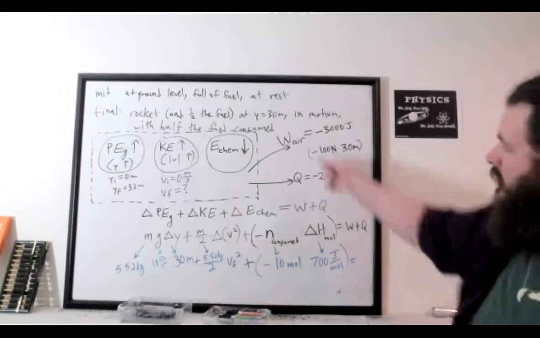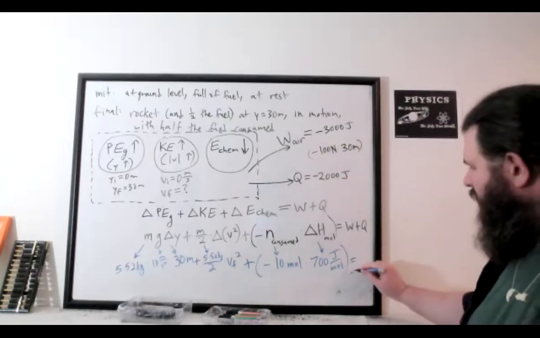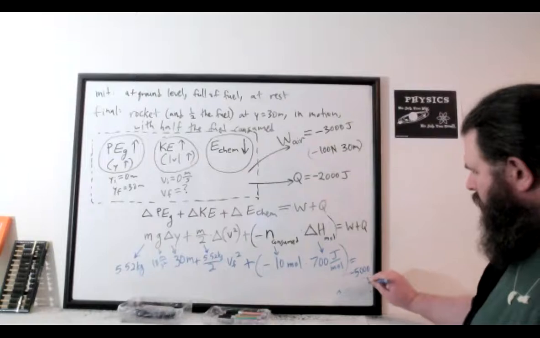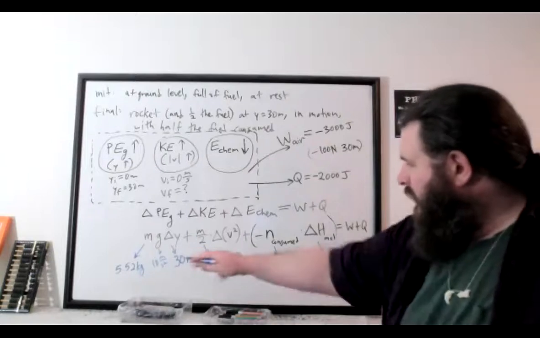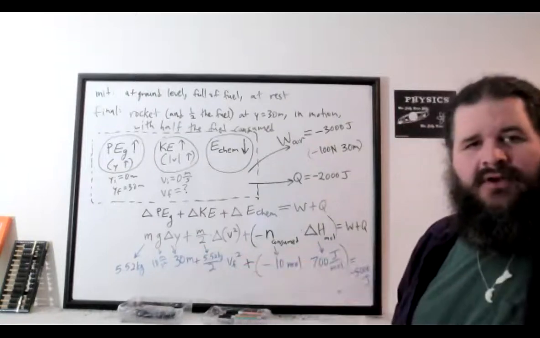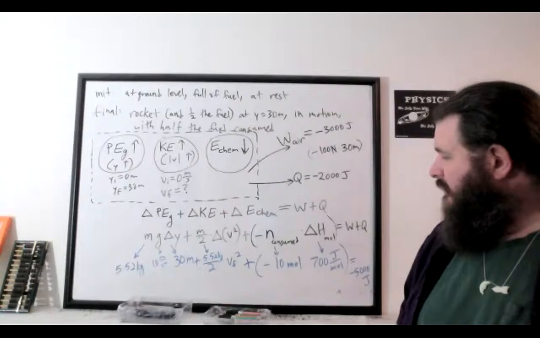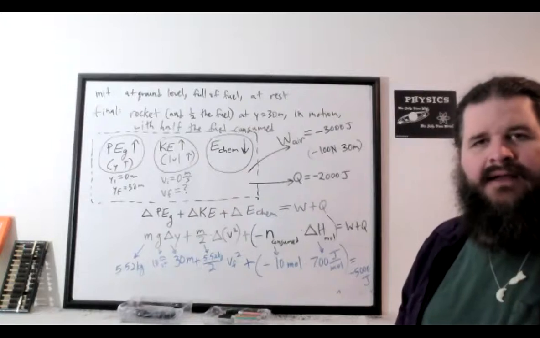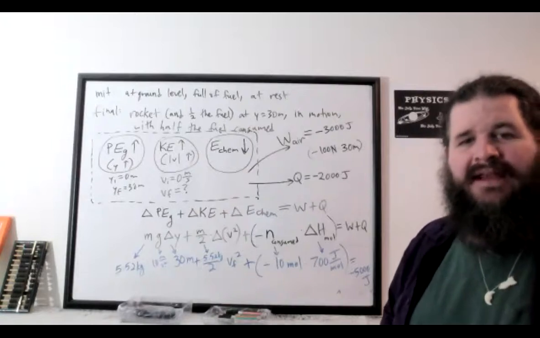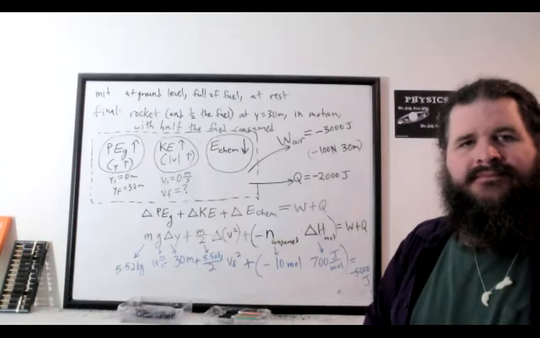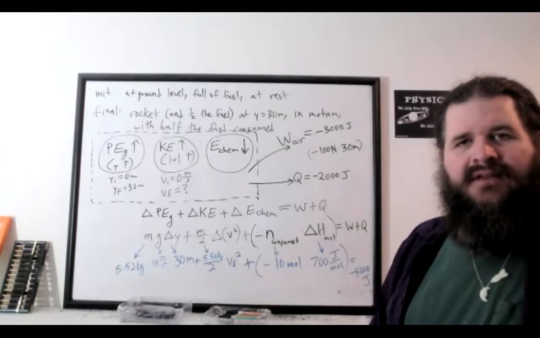And then we found earlier that work plus heat is negative 5,000. And at that point, it looks like V final is the only unknown left. So you can calculate V final, and that tells you the final speed at height 30. Any questions on that?